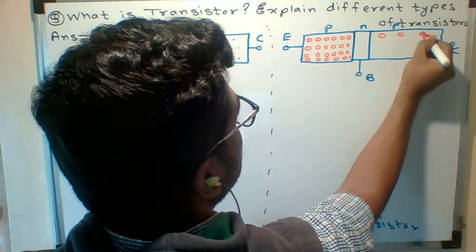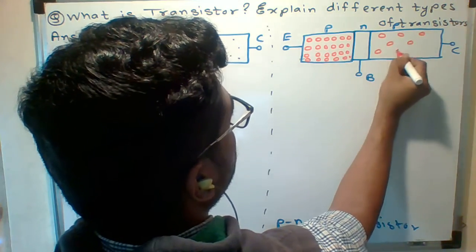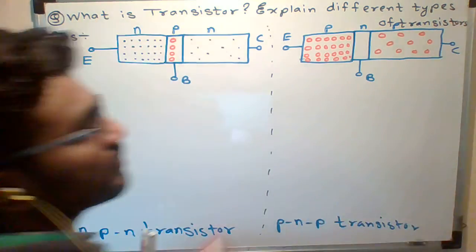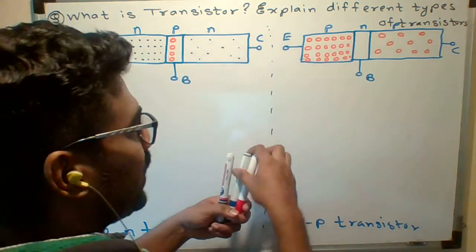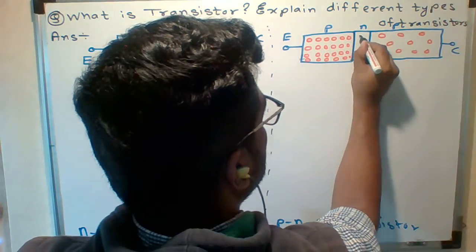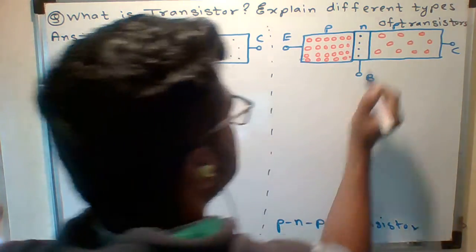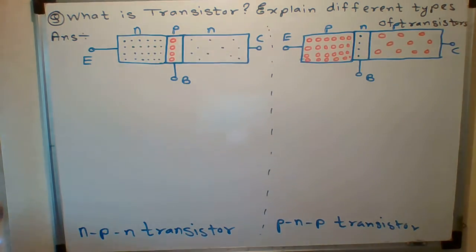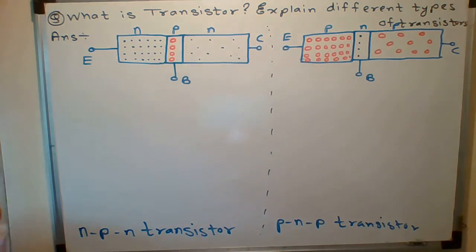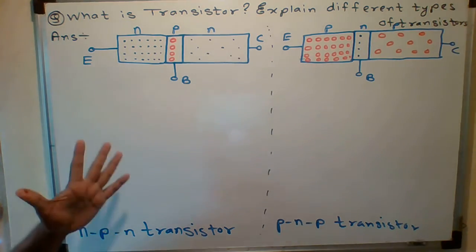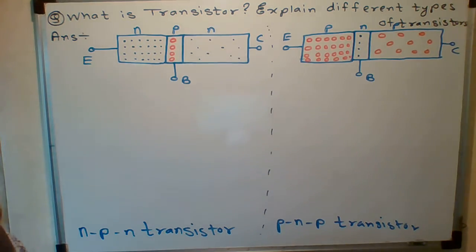Here also holes will be there, but lightly doped, moderately doped we will say. Area is more, but moderately doped, and here lightly doped, and area is also smallest, and electrons will be there. So this is emitter, base, collector. This is the schematic diagram of what? Transistor.